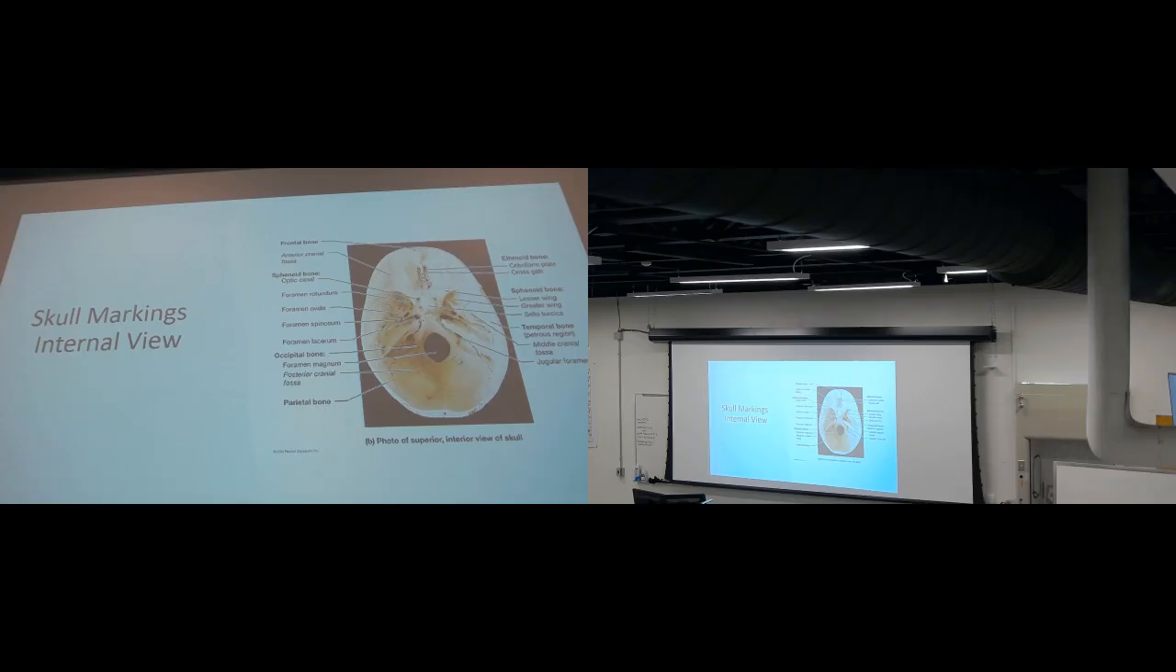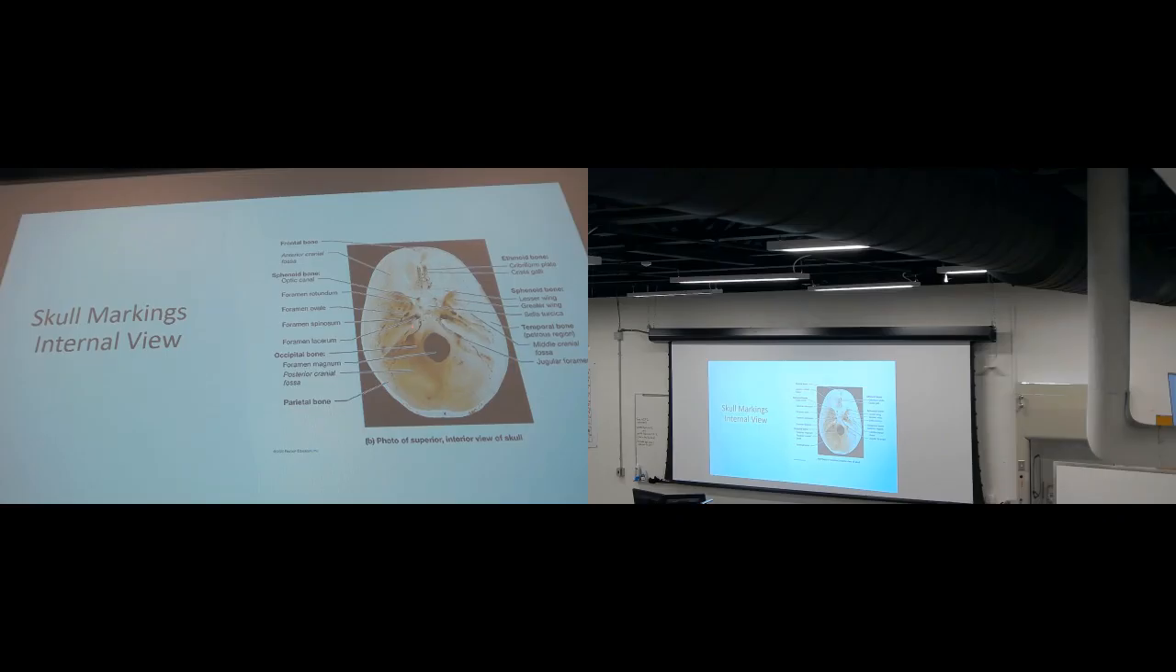In the internal view, you can see again the fossas. The anterior cranial fossa is made by the frontal bone and the lesser wings of the sphenoid. Then here we have the middle cranial fossa, made by the greater wings of the sphenoid, which will be this, and the temporal bone, which will be this part. And then the posterior cranial fossa is made mainly by the occipital bone, partly by the temporal bone.